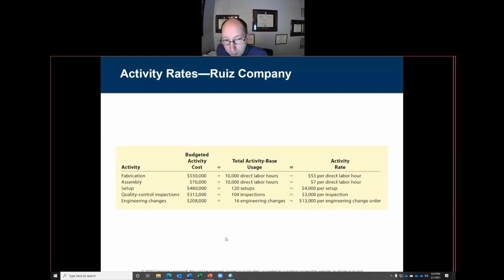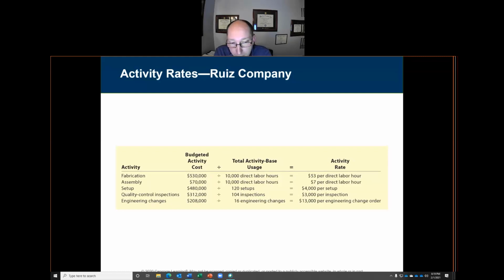Now remember, we budgeted a dollar amount for each activity. Fabrication, we budgeted $530,000. We said we're going to use 10,000 total direct labor hours in fabrication. That's $53 per direct labor hour, 530,000 divided by 10,000. For assembly, we budgeted $70,000. We said we're going to use 10,000 hours for assembly. That gives us the $7 per unit.